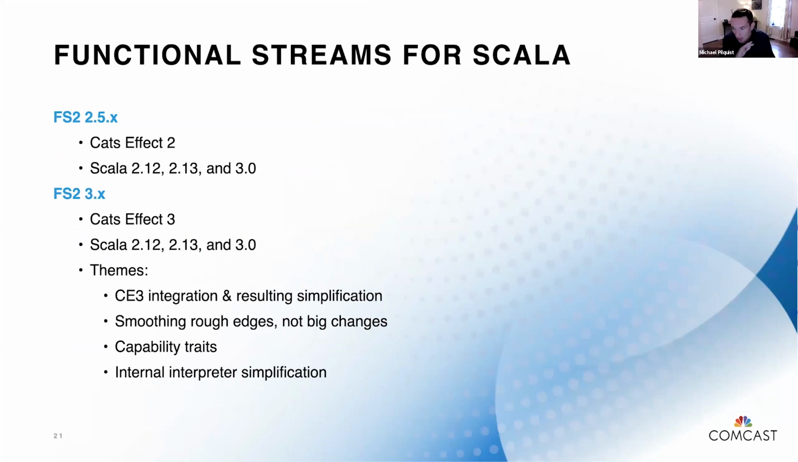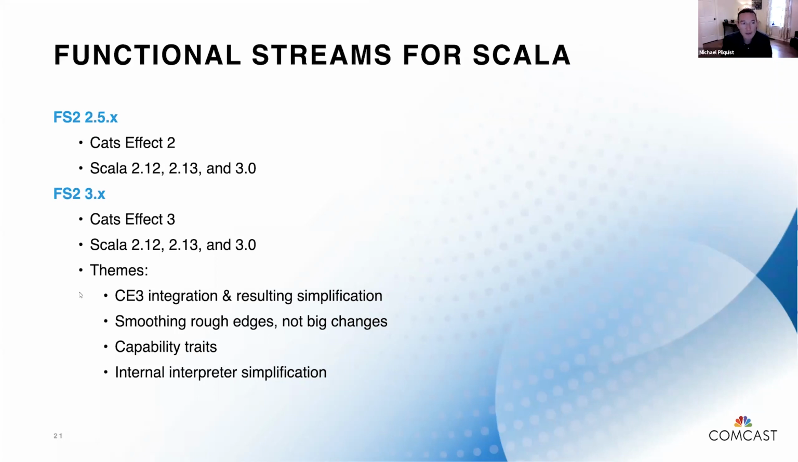Okay. Very briefly on FS2, FS2 has two main development branches right now. FS2 2.5.x is our Cats Effect 2 branch, and FS2 3.x is our Cats Effect 3 branch. Both cross-compile for Scala 3. So there are Scala 3 versions already published from both of these, and hopefully this week, as the release train is moving on to Scala 3 milestone 2, we'll see updates for both of these later this week.